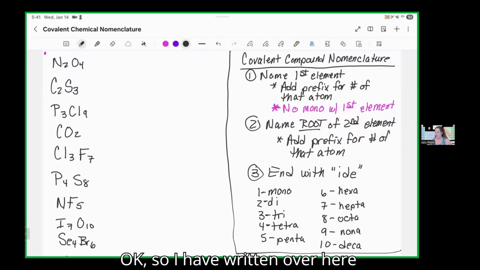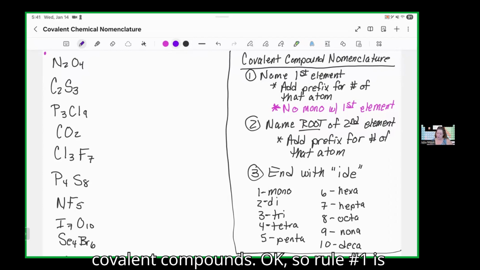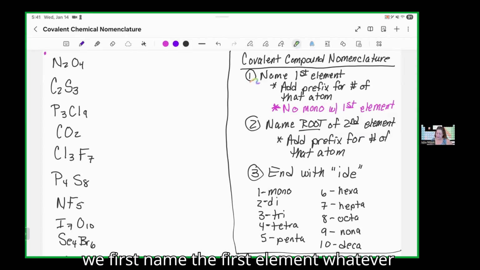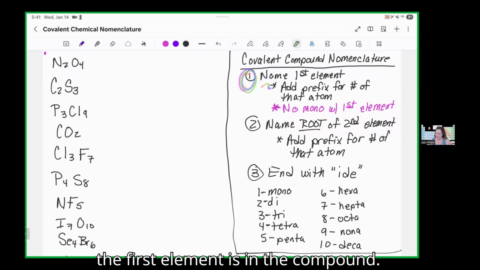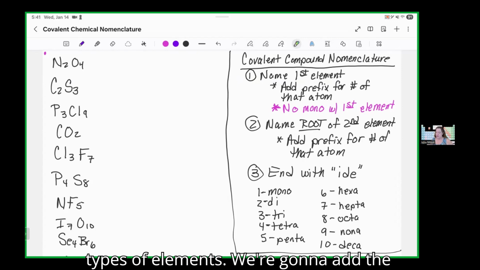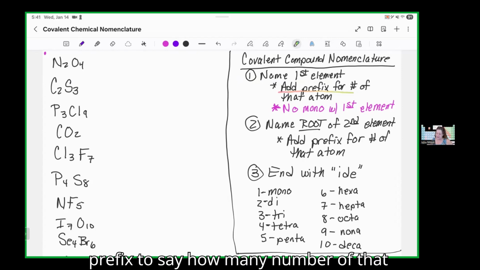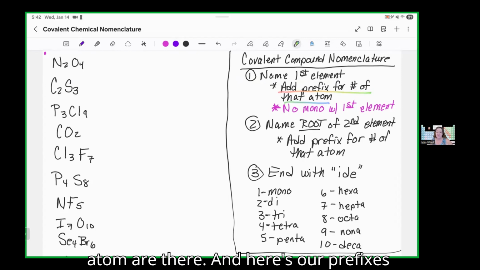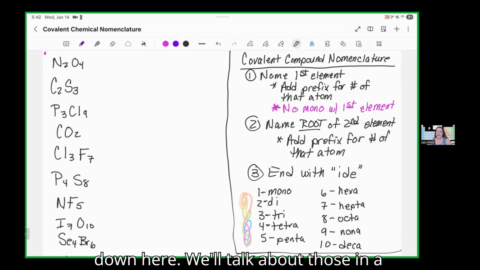Okay, so I have written over here on the right-hand side of my sheet the rules for naming covalent compounds. Rule number 1 is we first name the first element, whatever the first element is in the compound. You're typically only going to have 2 types of elements. You're going to add the prefix to say how many of that atom are there. And here are our prefixes down here. We'll talk about those in a second.